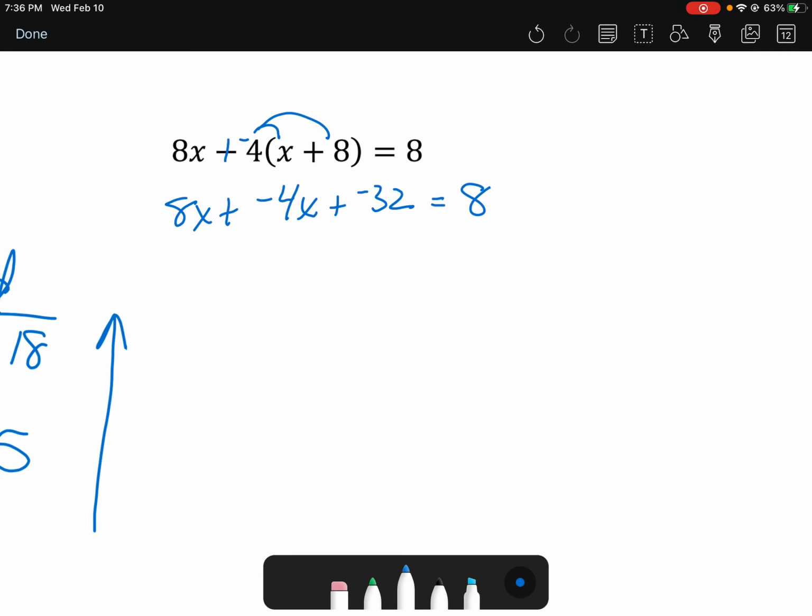Do you guys hear my dog? She's like yawning or something. I don't know what she's doing. She's staring at the wall.